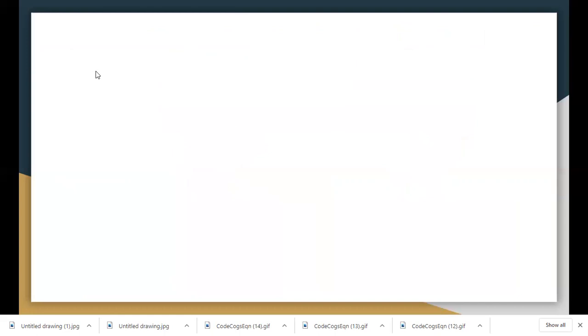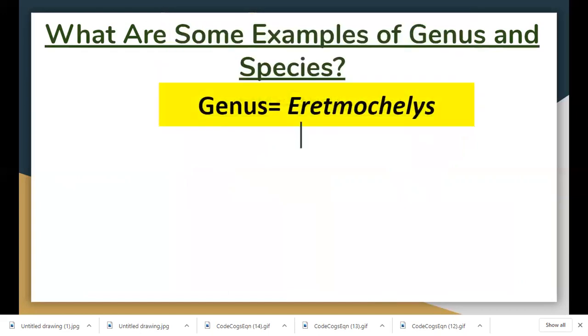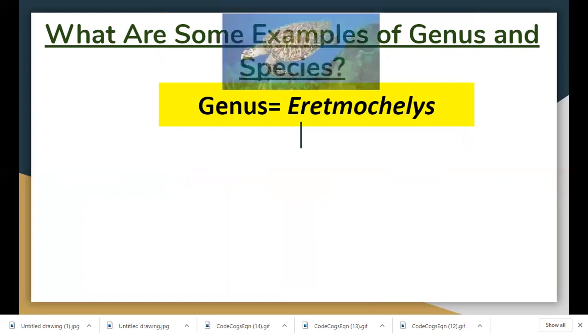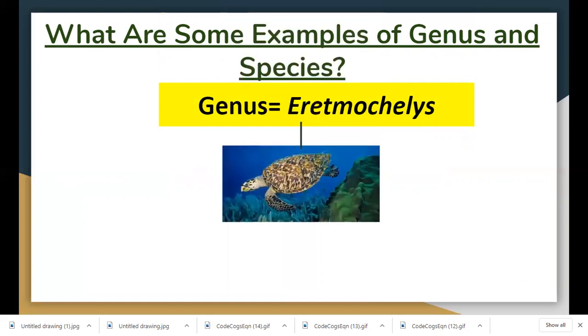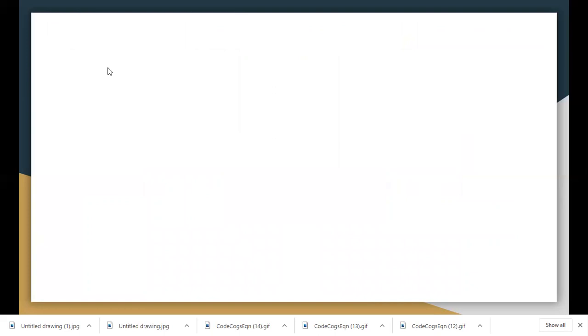Let's try another one. Okay, the genus is Eratomochyles. And this one only has 1 species in it. That is a sea turtle with the scientific name, Cheilonioidea. I guess I'm not a biologist or I know how to say a lot of these Latin names. But so the species and genus scientific name for this sea turtle is that. Okay, let's move on.